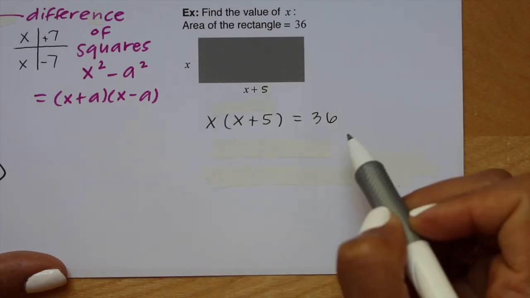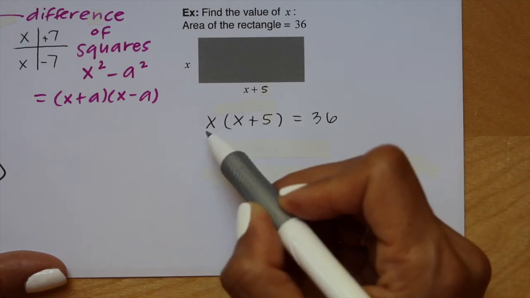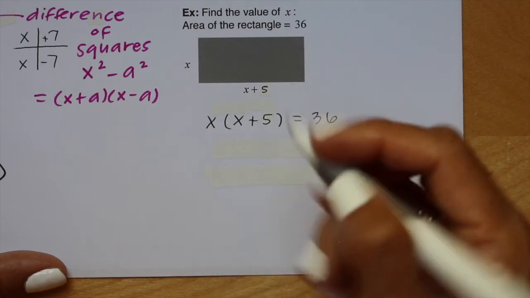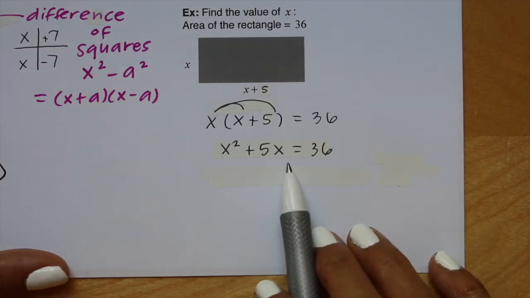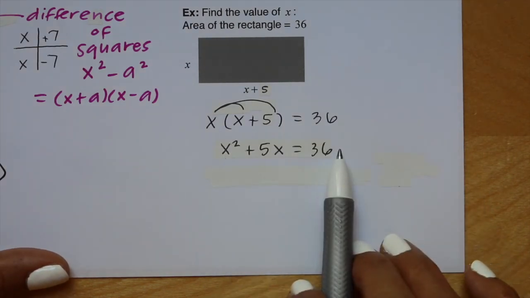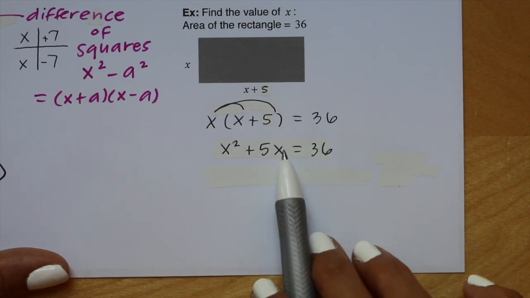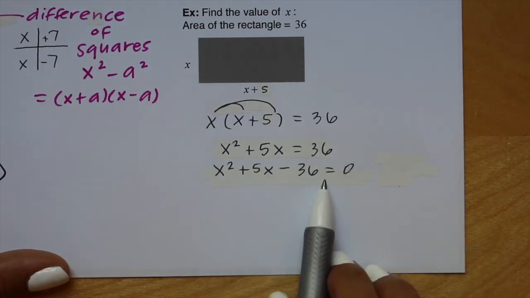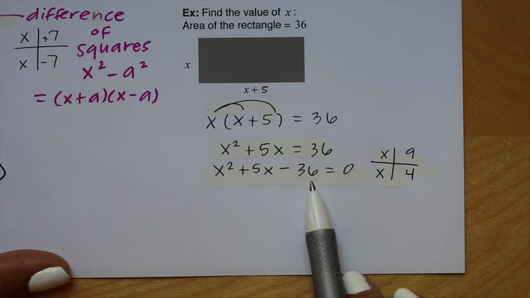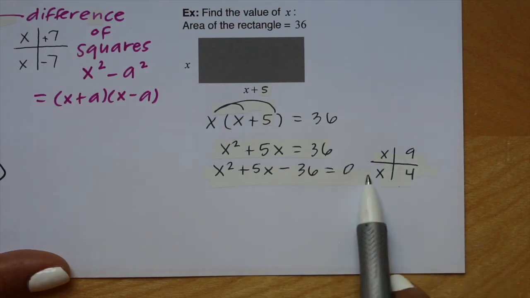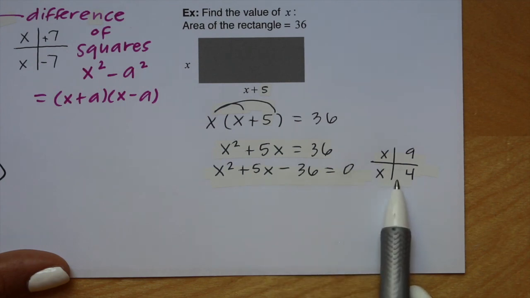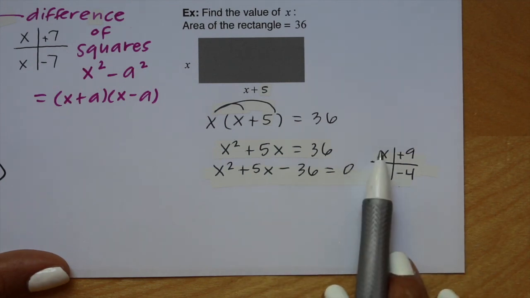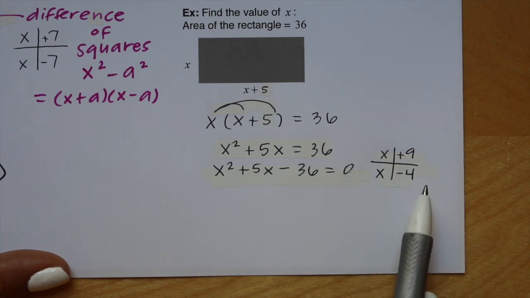To solve this, we want to make it look more similar to what we've been doing in this lesson. So we're going to take this x and we're going to distribute it. So when we distribute, we get x squared plus 5x. Okay, at this point, we want this equation equal to 0, so we're going to move this 36 over. And now we're going to factor using a t-chart. So we have 9 times 4 makes 36. And then we need 9x and 4x to make a positive 5x. So that means the 4 will be negative. So we end up getting x plus 9 times x minus 4.